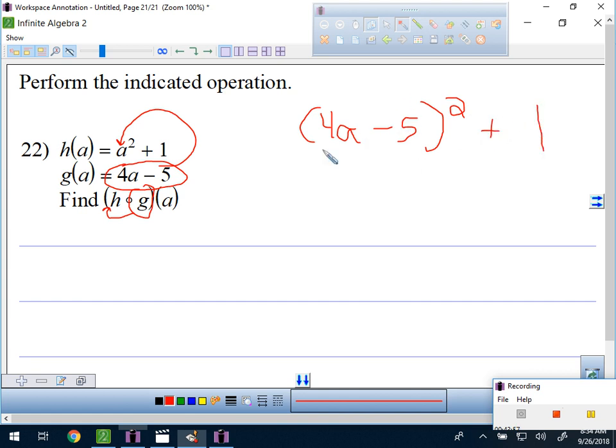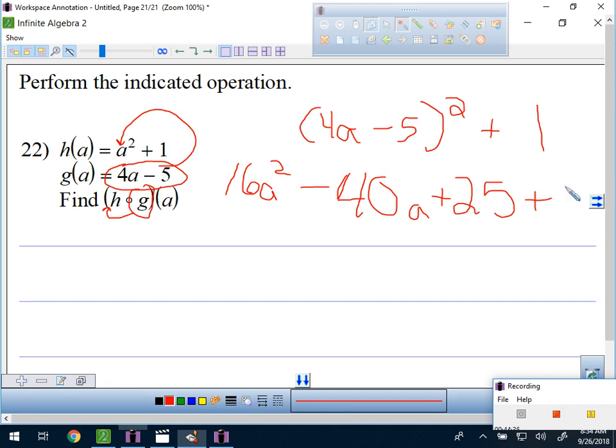Remember, you've got to FOIL this first, and so I don't have to write it out, I'm just going to go ahead and FOIL it out for you. If you FOIL this out, guys, you should get 16a squared, and then minus 40a, and you can double check me later, but it's minus 40a plus 25. I didn't show it to you because I didn't have space. So that's going to be then plus 1. If you FOIL this out right here, double check me, you will get that right there, I promise.